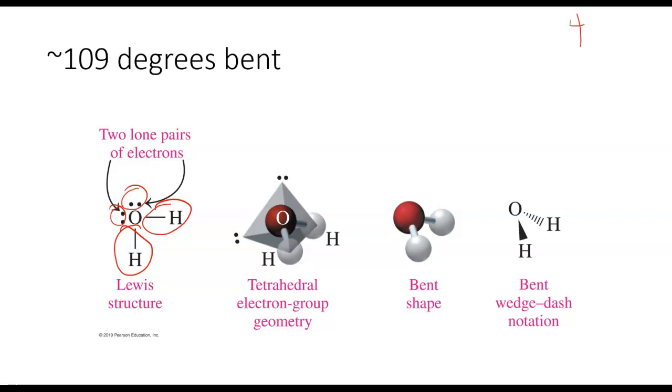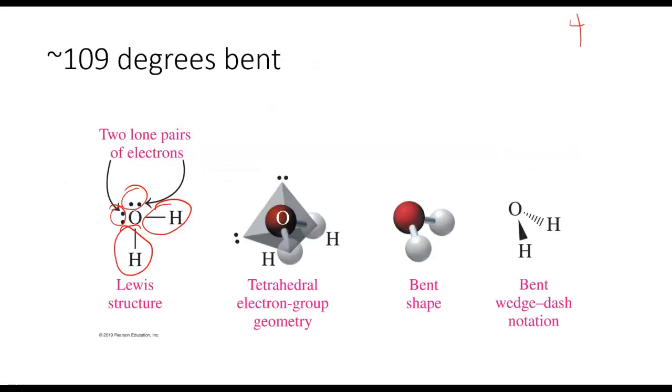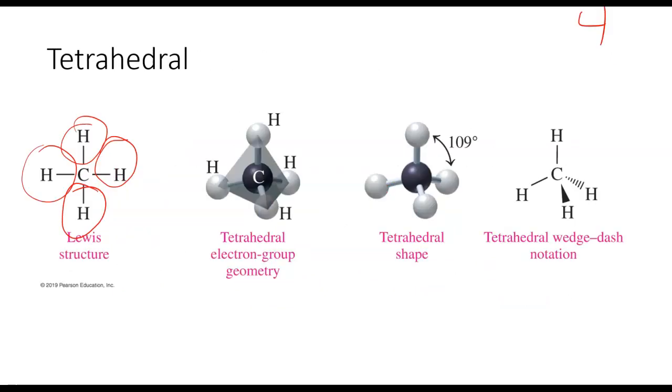You'll combine these shapes with polarity to look at polarity of molecules. So if you have a lab, you'll do this in lab. If you're not, then you'll work on it in other ways. For a nonpolar molecule, there's no difference across the molecule. So if we look back at our tetrahedral here, these atoms are all the same. So there's going to be no overall pull across this molecule. So even if these bonds were polar, this wouldn't be a polar molecule because all of these bonds are going to cancel each other out. Kind of like a perfectly balanced tug of war.